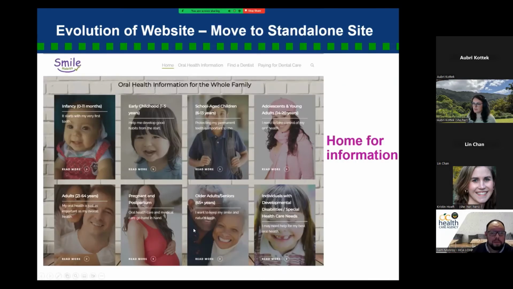Now, from there, we moved to being a location where we wanted to have information, a home for information, right? Our collaborative, our partners, we have hundreds of things that we want to put out to the community, information that we want to give them. And so we realized that just having the one web page wasn't going to work to do that. We really needed to have a host of locations. So we created this standalone site, Smile Habits OC. It is something easier to remember, easier to type in the link to.